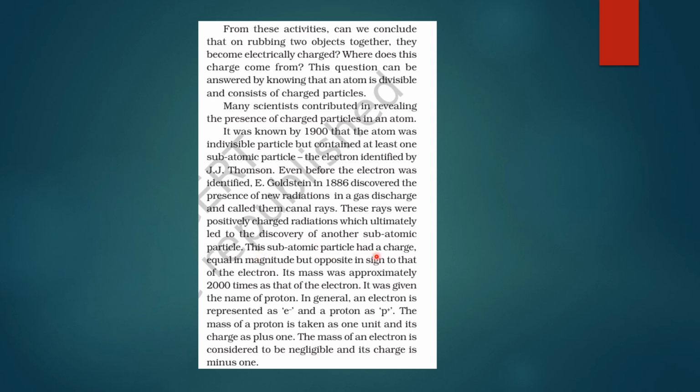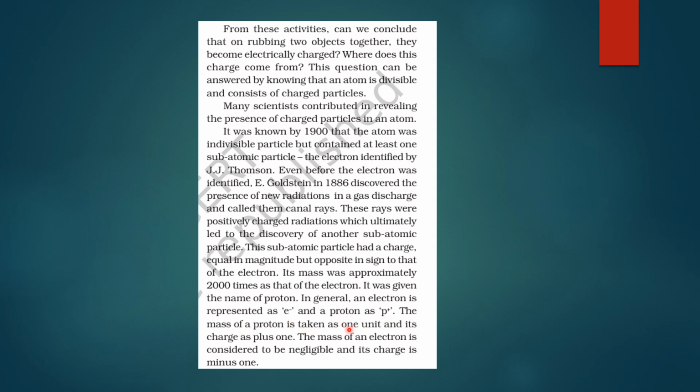This subatomic particle had a charge equal in magnitude but opposite in sign to that of an electron, okay, and its mass was approximately 2000 times as that of the electron. So धीरे धीरे ये developments हुई इस तरह से, okay, things came into existence. It was given the name of proton, okay. In general electron को हम represent करते हैं e minus से और proton को p plus से, ठीक है.